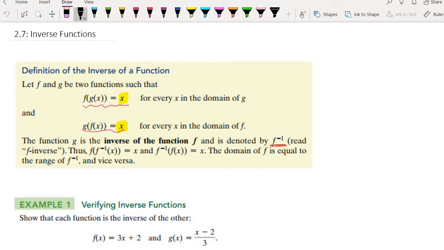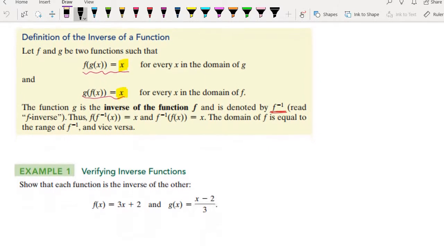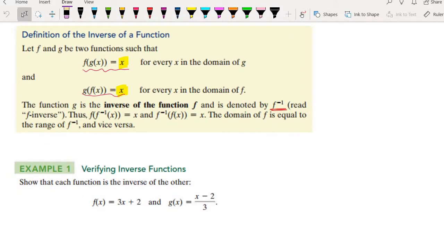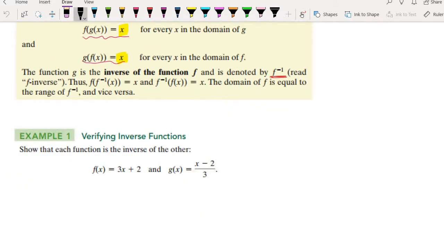Example 1, we want to verify the inverse function, show that each function is the inverse of the other. So we basically just use the definition, guys. f of g of x has to equal x, and we have to check both conditions. f of g of x we have learned right from the previous lesson. We're just going to rewrite f of g of x. We say g of x is x minus 2 over 3. So all I'm doing is a substitution.